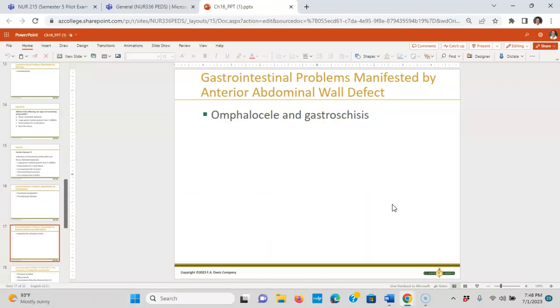So, gastrointestinal problems with abdominal wall defects. I've talked about this from day one. So, when the baby gets handed to you, and you look down and there's an open sac of intestines sitting there for you, hopefully you are in the C-section room when this happens. And it's well known, and we knew about it, because any pressure on the omphalocele or gastroschisis is going to cause problems.